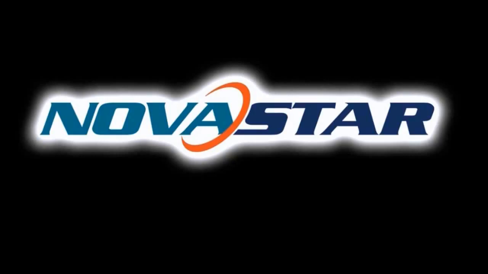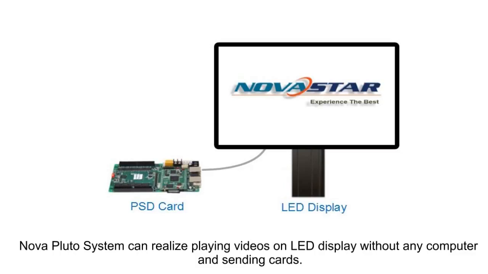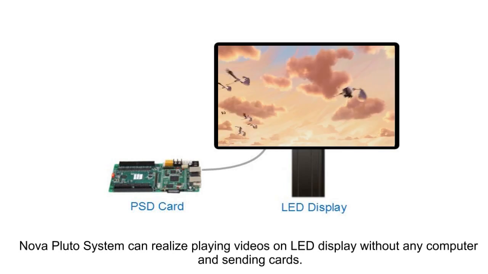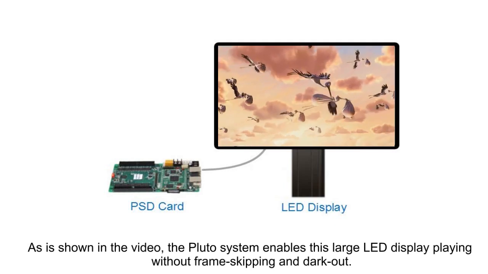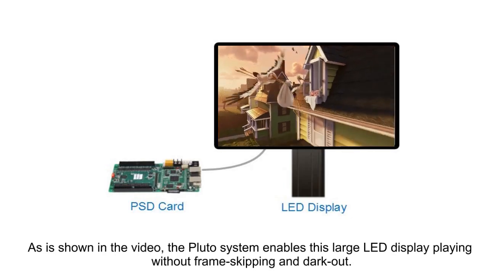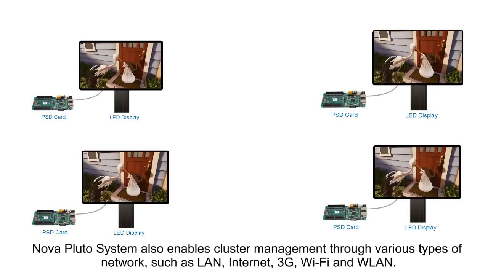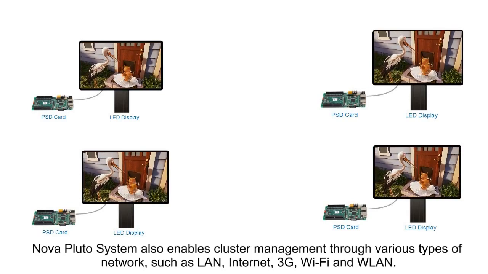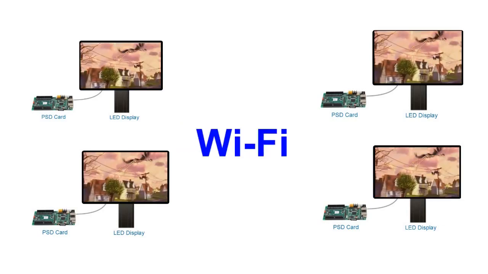This video is mainly for demonstrating Nova Bluetooth system, which means asynchronous system. Nova Bluetooth system can realize playing videos on LED display without any computer and sending cards. As is shown in the video, the Bluetooth system enables this large LED display playing without frame skipping and dark out. Nova Bluetooth system also enables cluster management through various types of network, such as LAN, Internet, 3G, Wi-Fi, and WLAN.